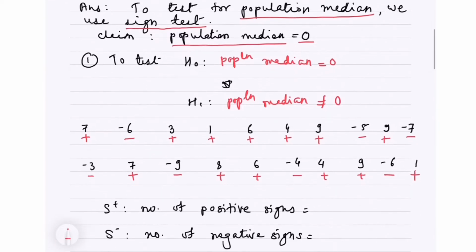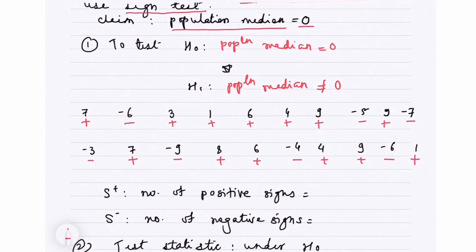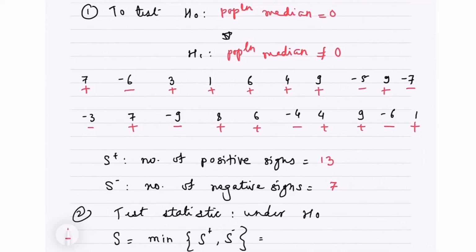S plus is the number of positive signs we have received. Let us count them. 1, 2, 3, 4, 5, 6, 7, 8, 9, 10, 11, 12, 13. So we have 13 positive signs and 7 negative signs. S plus is 13. S minus, the number of negative signs, is 7.